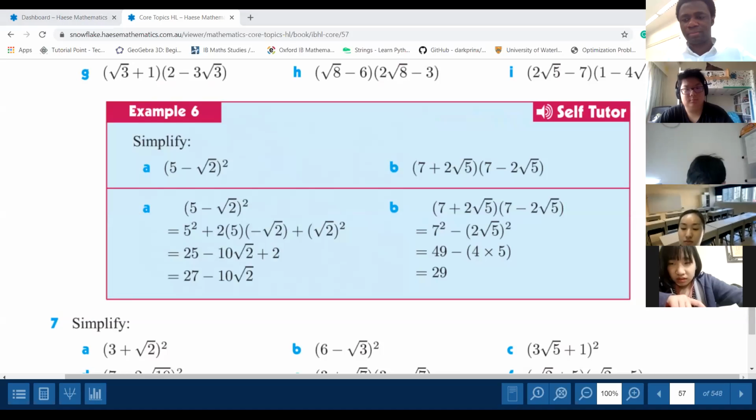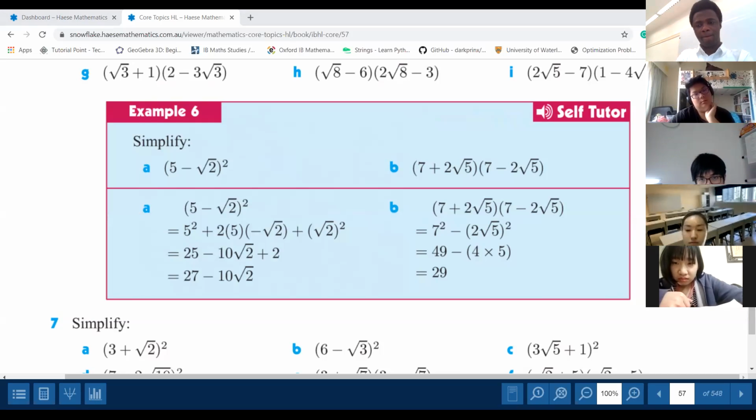In this example, we continue studying operations with surds, this time looking at perfect square and difference of two squares expansions. In part A, we expand the perfect square just as we would for an algebraic expansion. We square the first term, add twice the product of the first and last terms, then add the square of the last term. We then simplify each term of the expansion. 2 times 5 times minus 1 is minus 10, so we have minus 10 root 2. The last term is the square root of 2 squared, which is just 2. We can then collect constant terms.